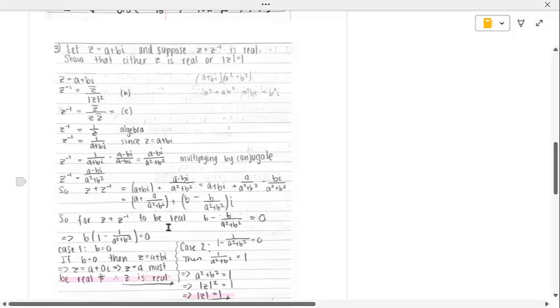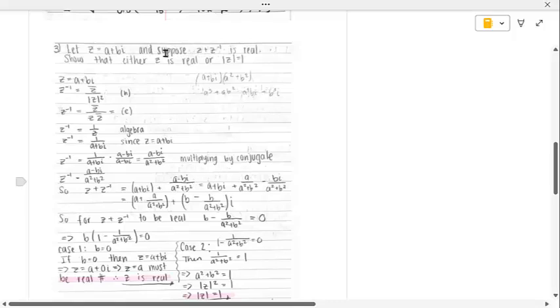The imaginary part factors into two factors. The way for a product to be 0 is for one of the factors to be 0, so there are two cases. If b is 0, then this is 0, but b being 0 is the same thing as saying that z is real. Case 2, this quantity is 0, which is the same thing as saying a squared plus b squared is 1. But a squared plus b squared is the square of the modulus. Okay, so that's how you get these two different cases.